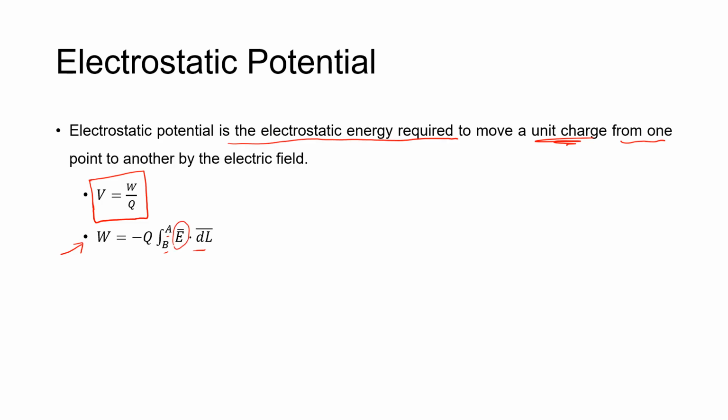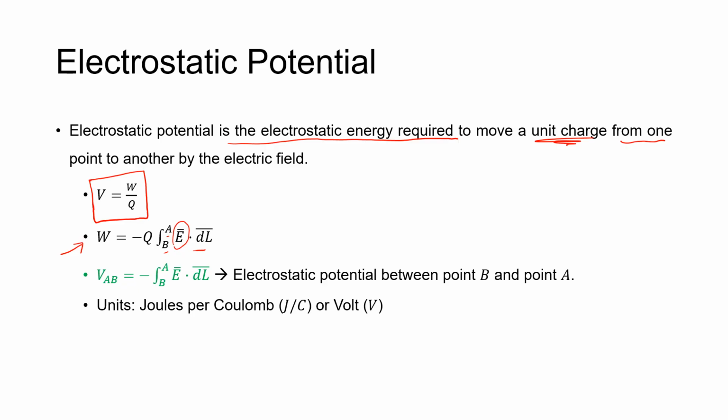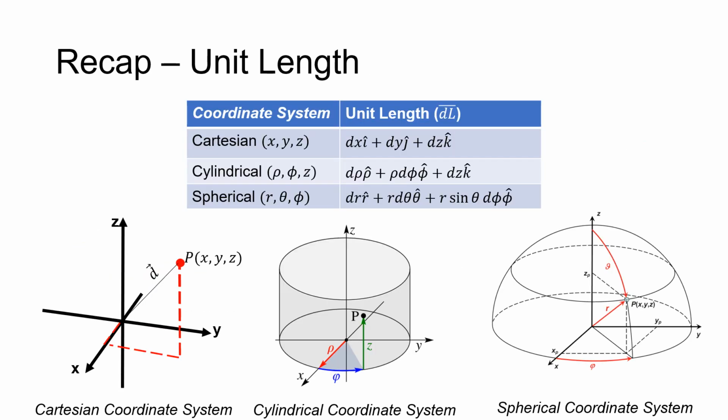If we divide these quantities, we get that VAB equal to minus integration from B to A E dot dl, which is simply the electrostatic potential between 2 points A and B. It is measured in Joule, which is a static energy, over the Coulomb. And later we'll understand this is just the volt. This is a fast memory for you. The infinitesimal lengths can be calculated for various coordinate systems as shown.